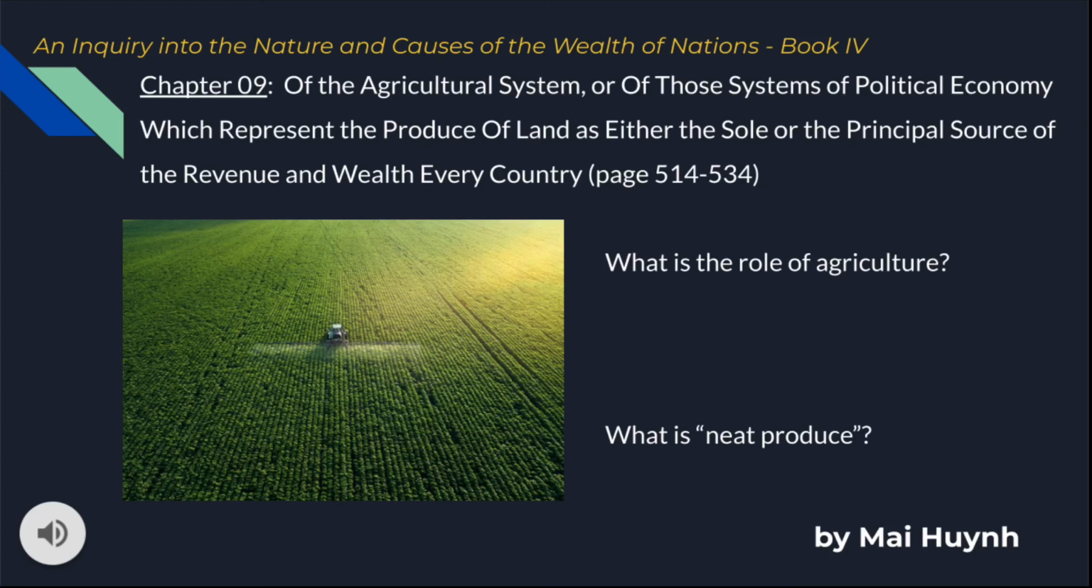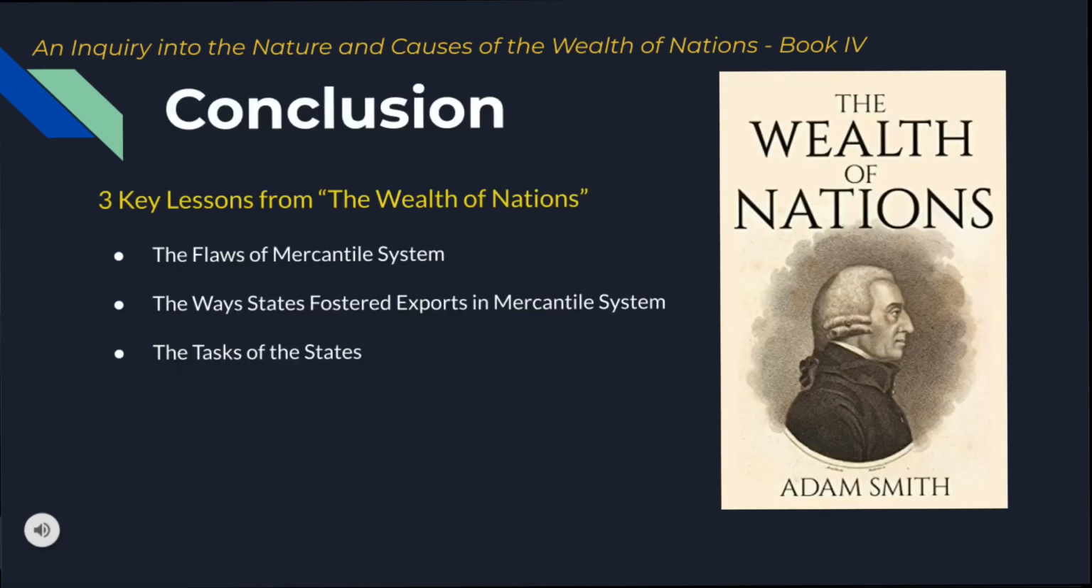Even though Smith prefers agriculture, he doesn't want the government to give subsidies to farmers because he believes that the free market will make them produce more. So the three key lessons are the following: the flaws of the mercantile system, the way states foster exports in the mercantile system, and the tasks of the states. Thank you for listening, and that concludes our presentation.